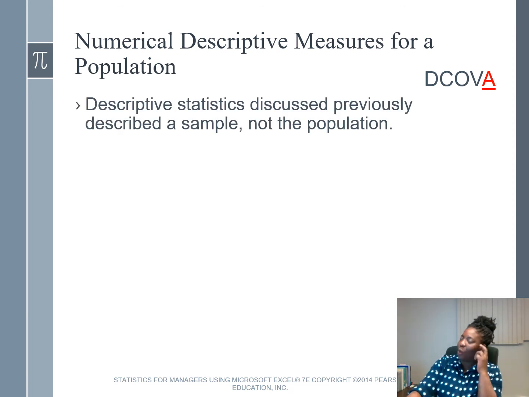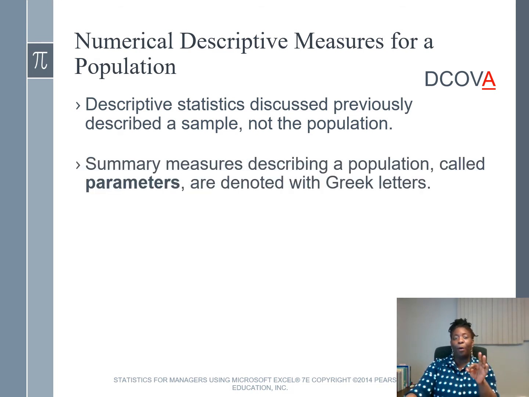We're done with samples. Well, not quite done, but let's go apply some of this to population. Numerical descriptive measures of population. Descriptive statistics discussed previously described a sample, not a population. Again, we took a sample and calculated all these measures about the sample. So it described the sample, not the population. Summary measures describing a population are called parameters. When you use it for a sample, it's called a statistic. Statistic is a summary calculation for a sample. Parameter is one for the population, and they are denoted by Greek symbols.